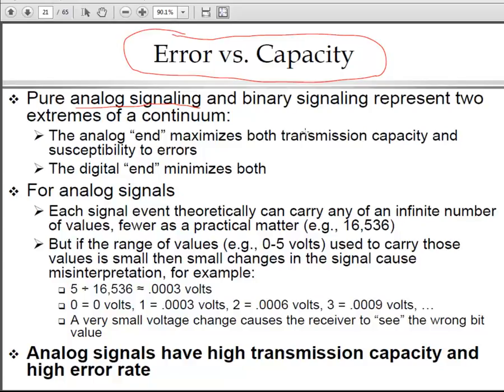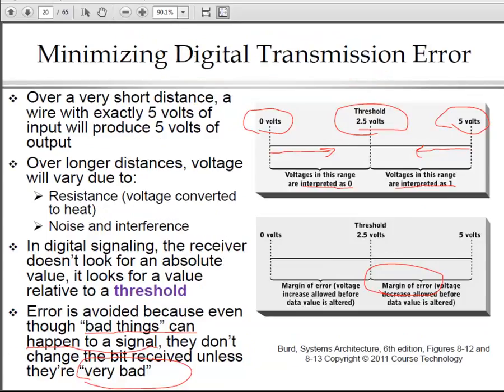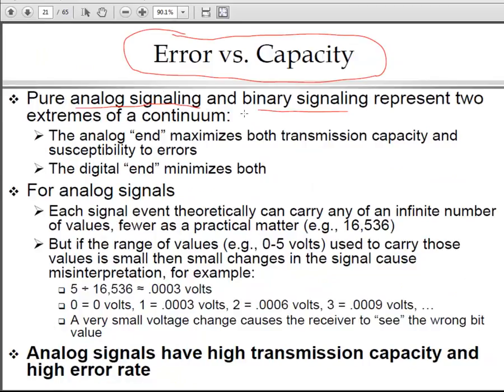Okay, there is 4.9 versus 4.90001. Those are two different values, and that difference is important to us. In binary signaling, on the other hand, it's either above the threshold or below the threshold, so we get a 0 or a 1. Okay. So there's our basic comparison between the two.